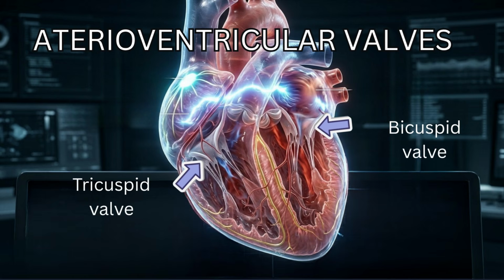The atrioventricular valves are the tricuspid valve and the bicuspid valve. Tricuspid valve, this is present between the right atrium and right ventricle. It has 3 cusps or flaps. Bicuspid valve, this is present between the left atrium and left ventricle. It has 2 cusps or flaps.